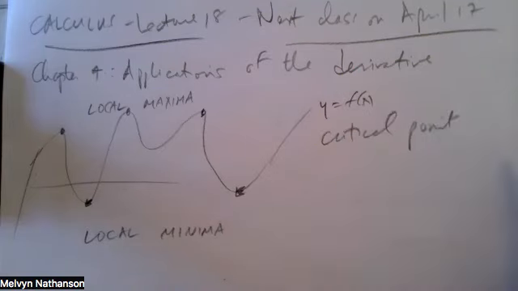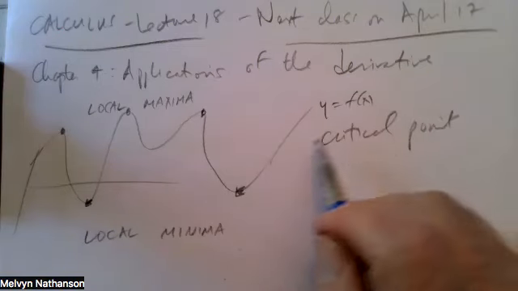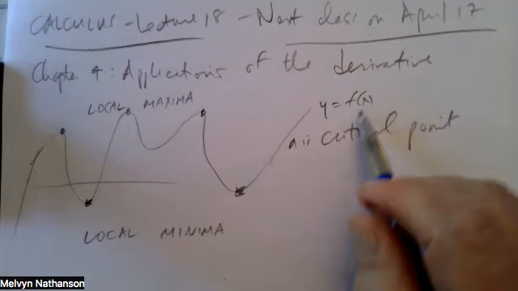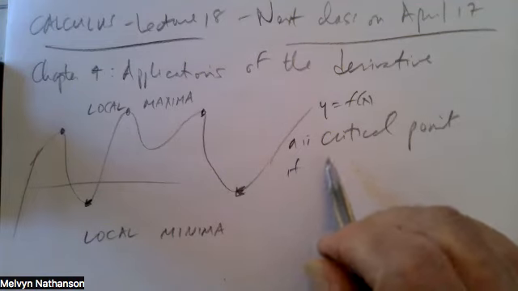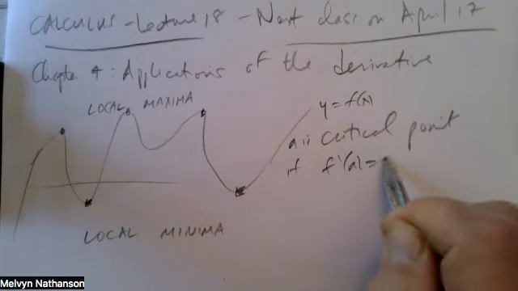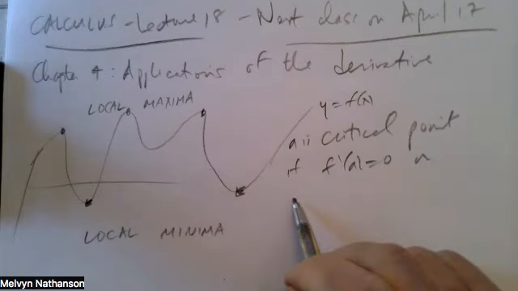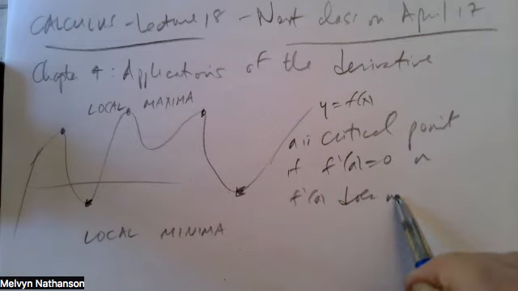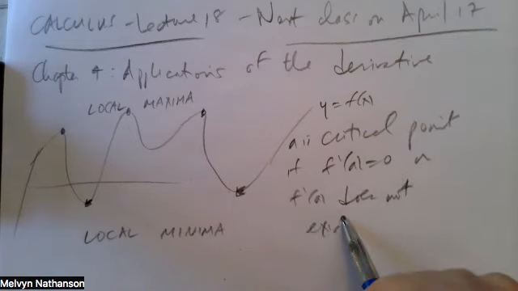A critical point of the function, so we say a is a critical point of this function if either the derivative at a is 0 or f prime of a does not exist.